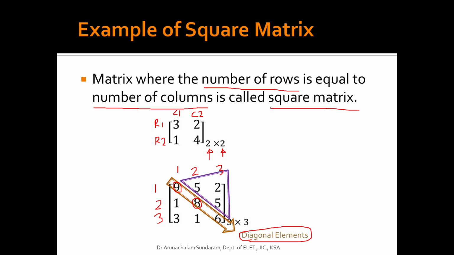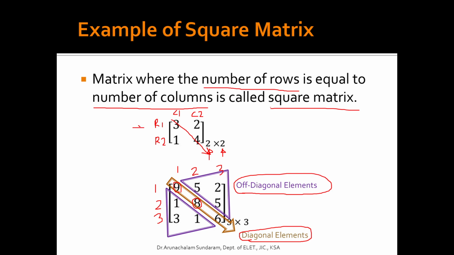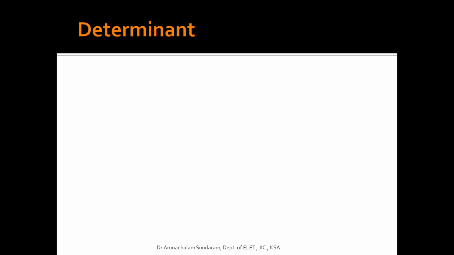Now, other elements are called off diagonal elements. They are not on the diagonal, they are away from the diagonal. So in a matrix you will find two kinds of elements: elements where the row index and column index are the same, and the rest. For example, in this matrix 3 and 4 are called diagonal elements, and 1 and 2 are called off diagonal elements. So we have to understand this in a square matrix.